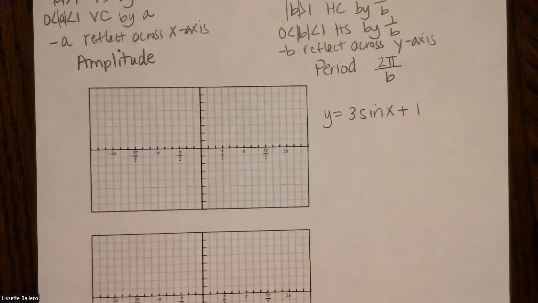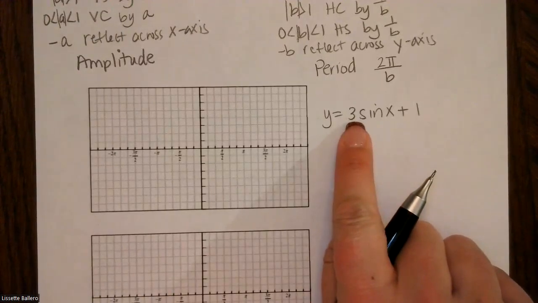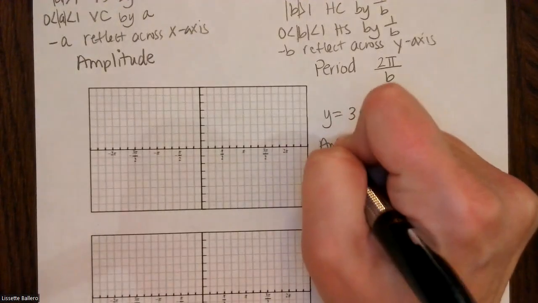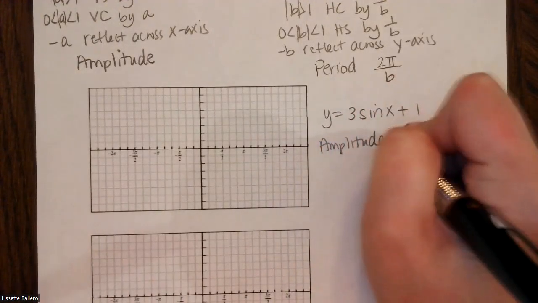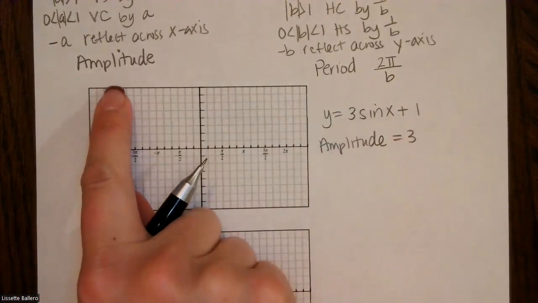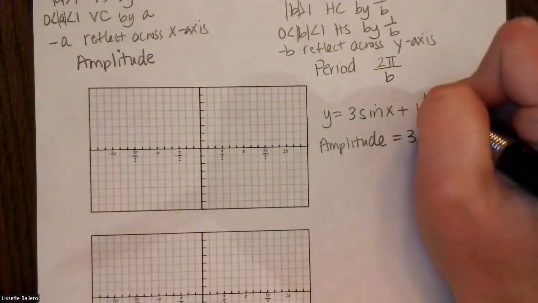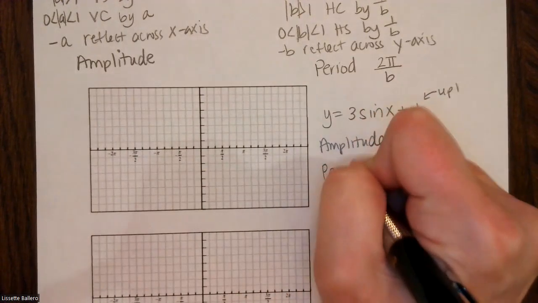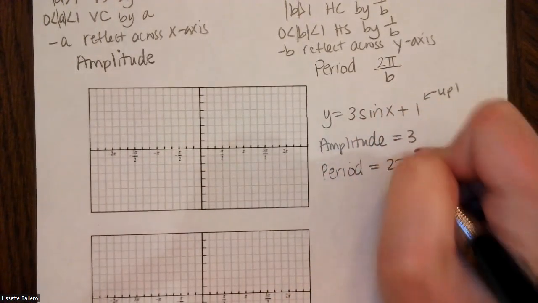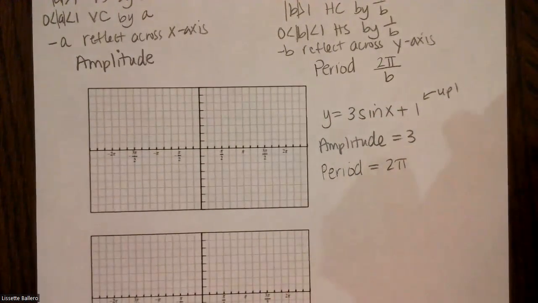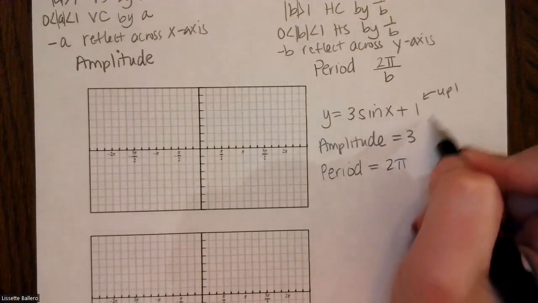All right, so we'll start with this example right here. Y is equal to 3 times the sine of x plus 1. We know that this is a vertical stretch by 3 and up 1. So my amplitude is now going to be equal to 3 because that's what that vertical stretch does. We said that changes it there. We also have this up 1 here, so we got to keep that in mind. It does not have a b value, so it is going to keep the same period as my parent function, which is 2 pi.